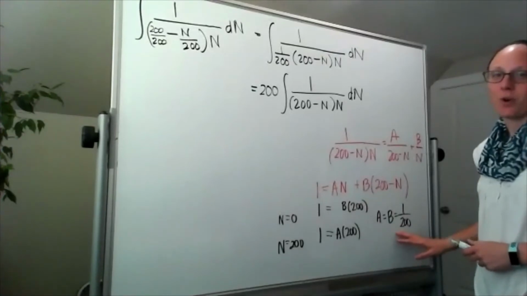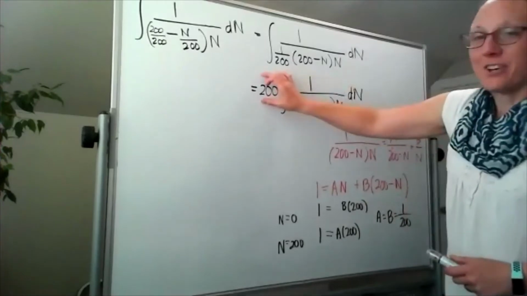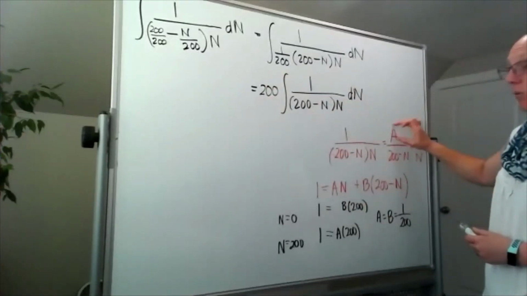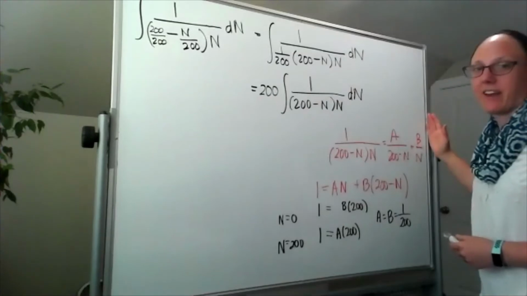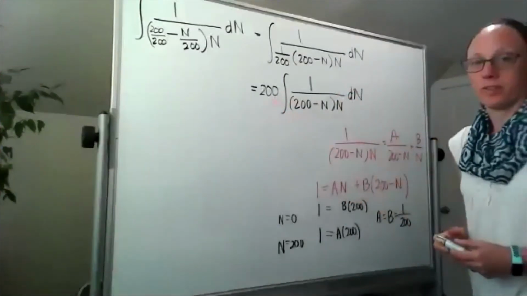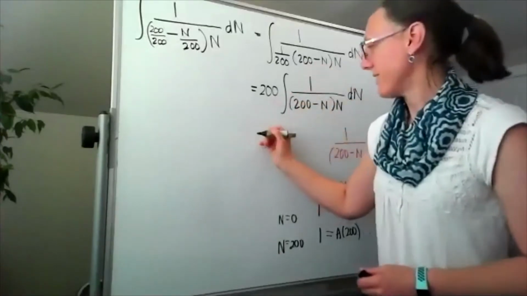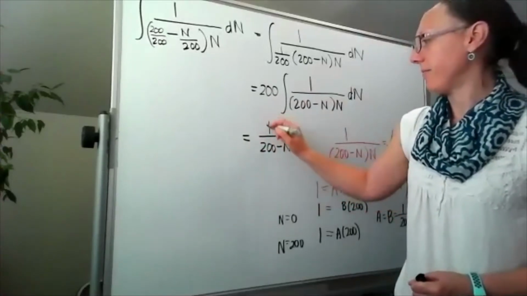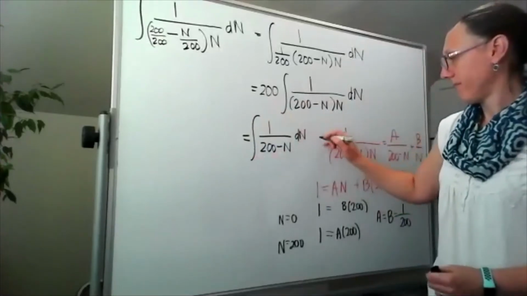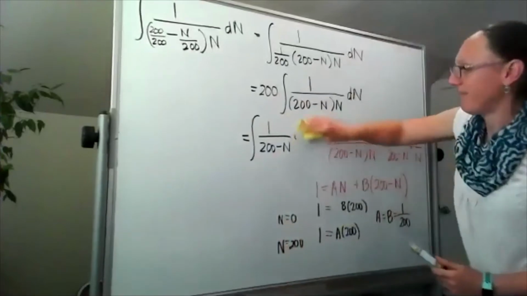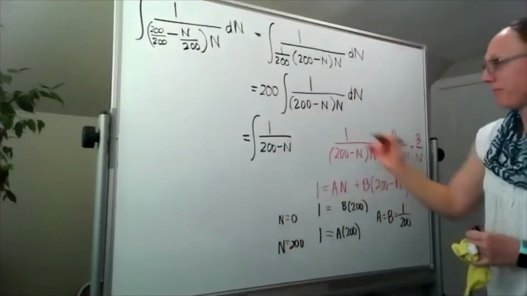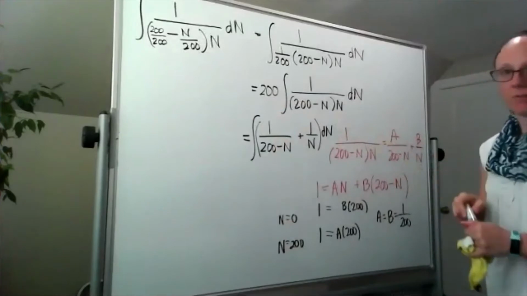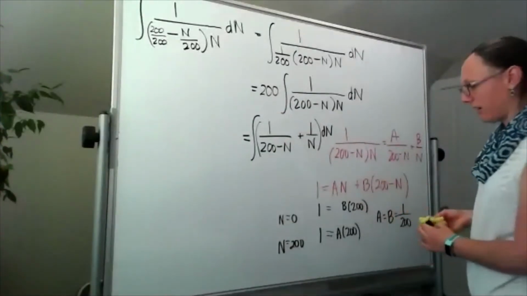Conveniently, that 1 over 200 is going to make this 200 out front disappear. Because when I rewrite this so that I have 1 over 200 and 1 over 200, I can then factor that out, and it'll cancel with that 200 right there. This will become 1 over (200 minus N) plus 1 over N dN. I'm being mindful of time here.